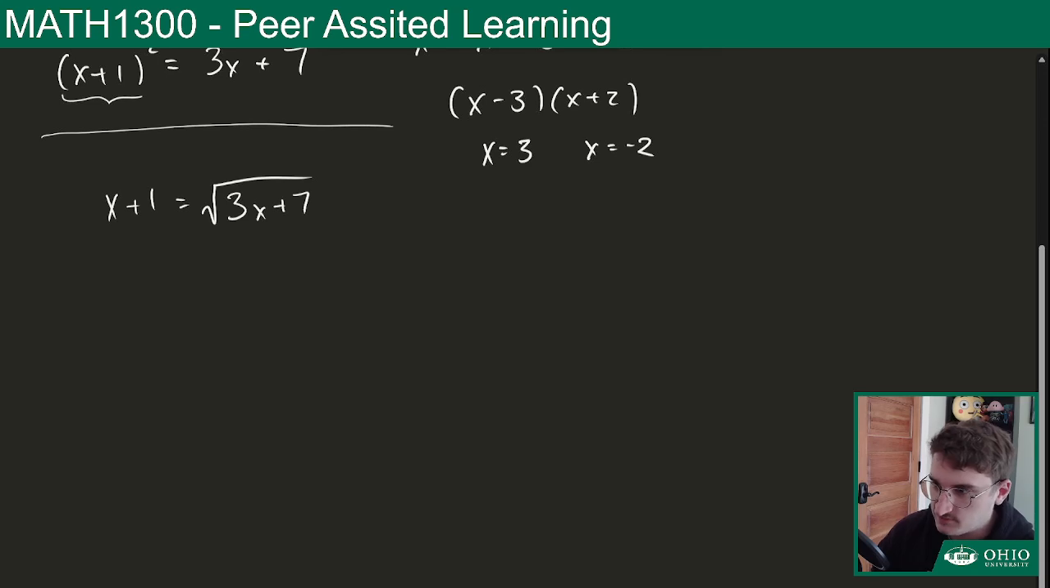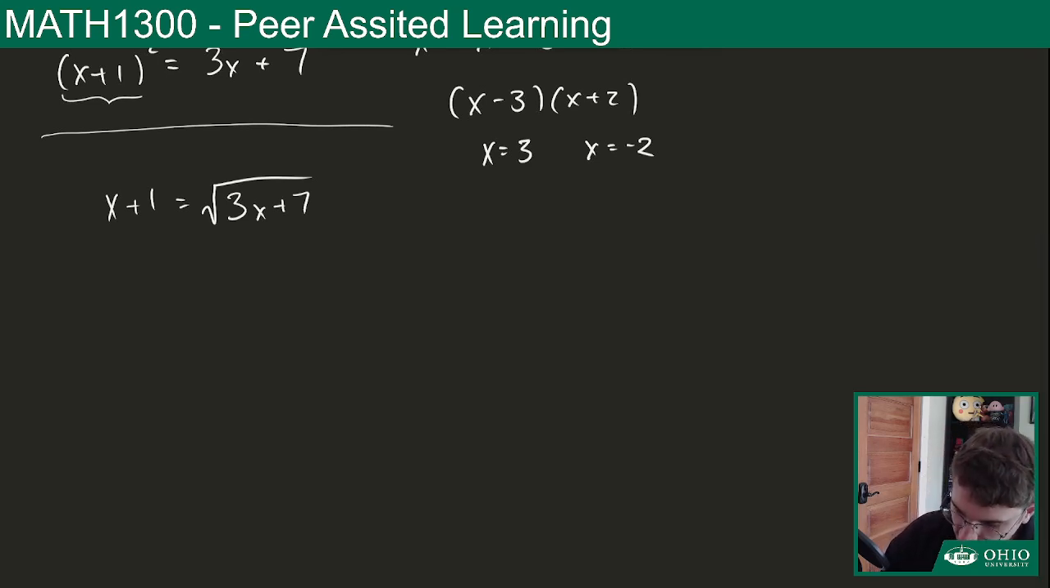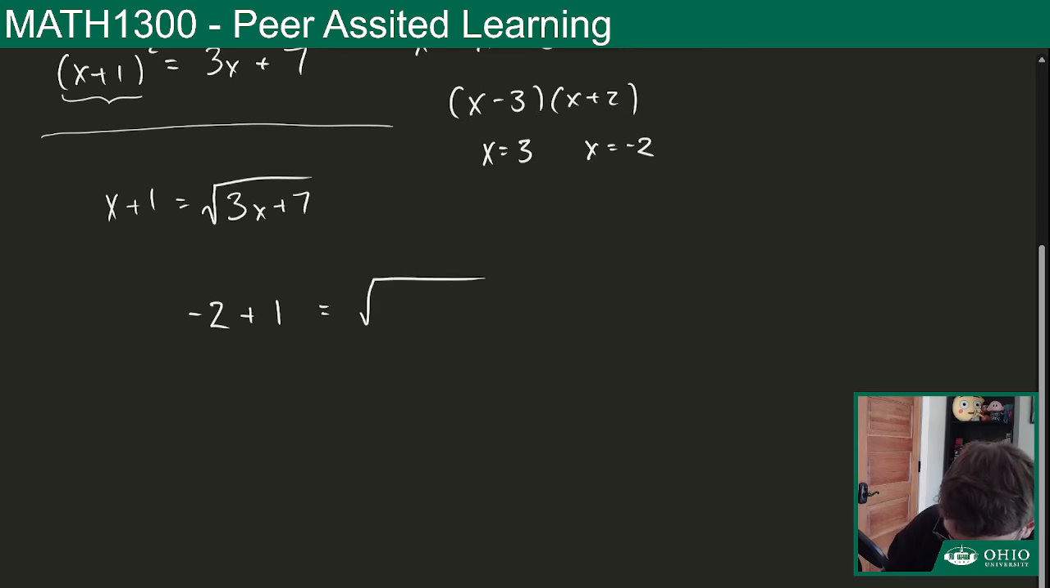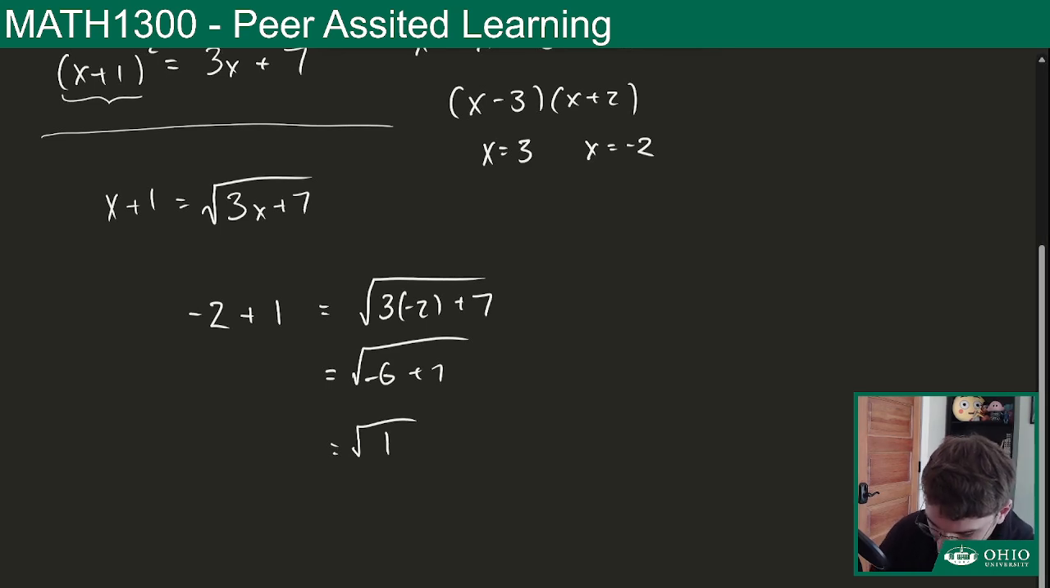So let's take, for example, this solution of x equals -2. And let's see what happens if we plug it in. So I get -2 plus 1 equals the square root of 3 times -2 plus 7. Well, first I can simplify this square root, and I would get the square root of -6 plus 7, and this is the square root of 1. And you can see on the other side that -2 plus 1 is -1, and this is not equivalent, but we could even take a faster shortcut than this.